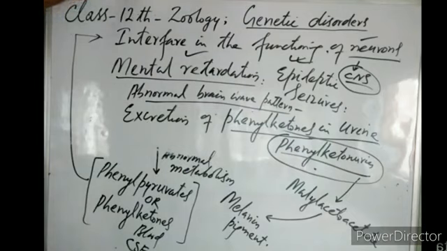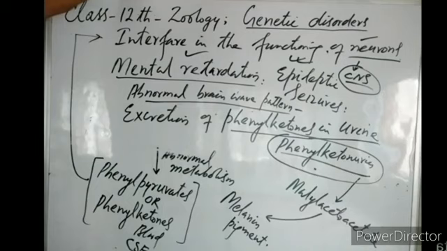Now, can such persons be treated? Is there any treatment for phenylketonuria? Since it is a genetic disorder caused due to a gene mutation, the only way out would have been gene therapy, but as I told you, gene therapy is a very complicated and very expensive process, and most of the time it doesn't remain successful.